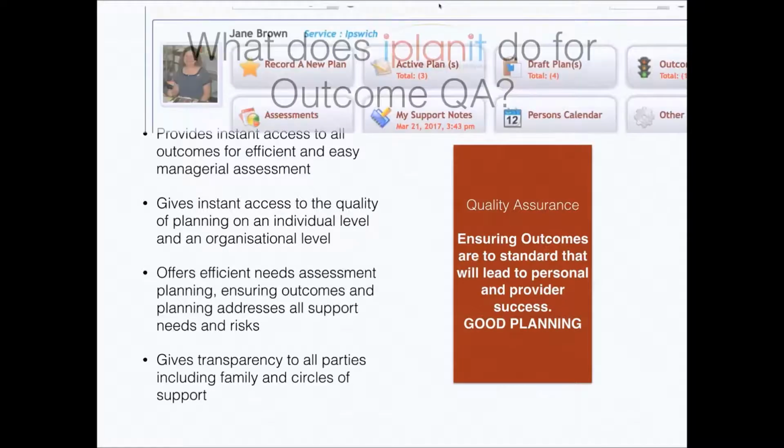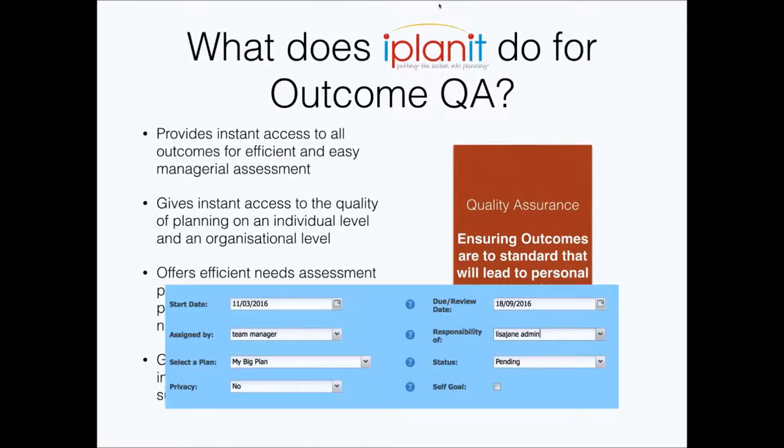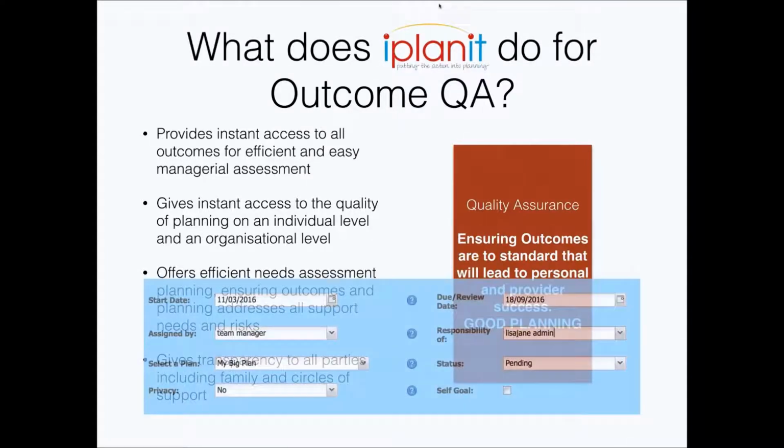For example, we can look here on an individual level at Jane Brown's outcomes and plans. We could look at her outcomes and check the quality of the outcomes, and make sure that there is a date that they need to be done by, and make sure they're assigned to somebody.